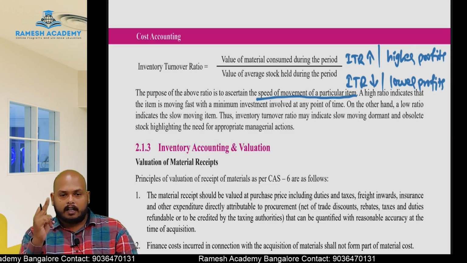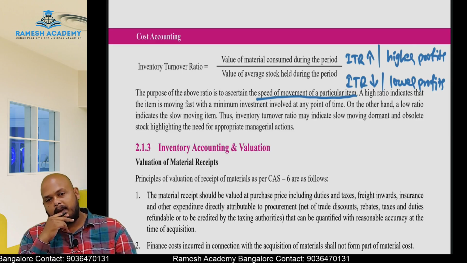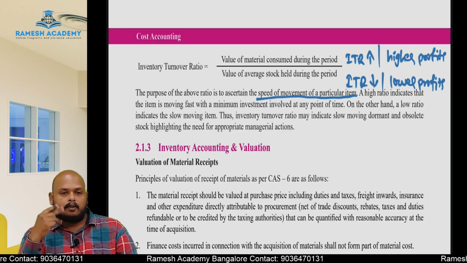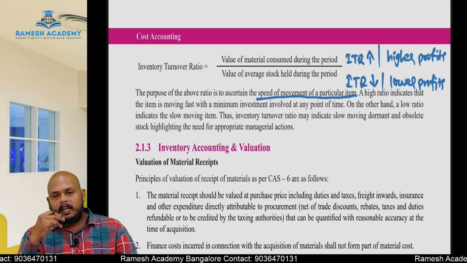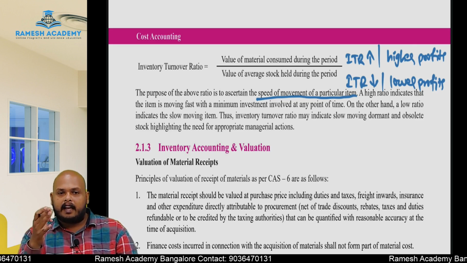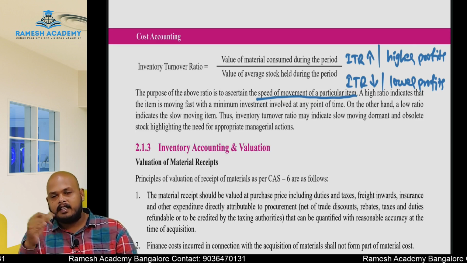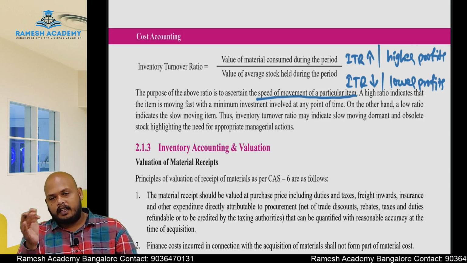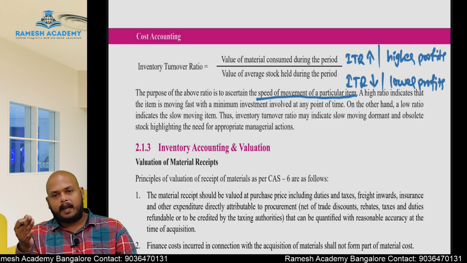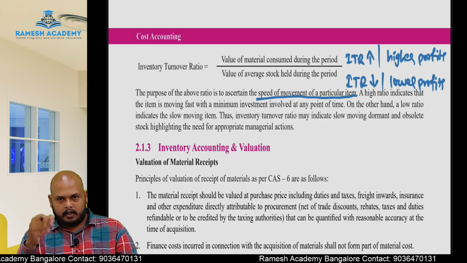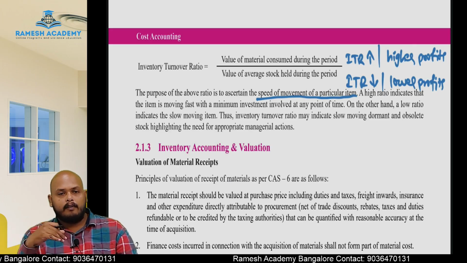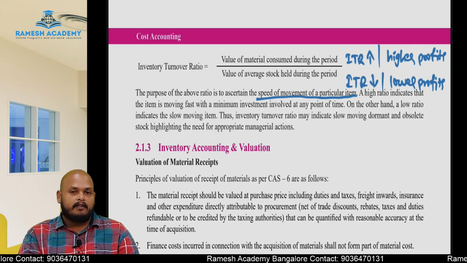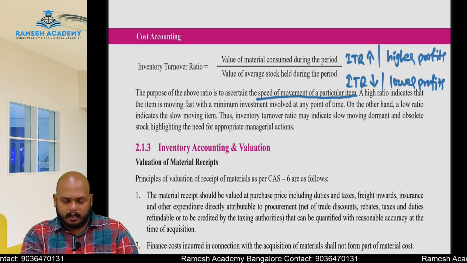Suppose you are selling one agarbatti packet for 1 month, what is the maximum profit you will get, Nana? 10 rupees or 20 rupees profit. So here the inventory turnover ratio of a milk packet is very high. Why? Because it is moving on a daily basis. That is the reason the organization can generate higher profits. The inventory turnover ratio for an agarbatti packet is low, as it moves once a month. Profits also will be lower. So this is the justification for inventory turnover ratio.